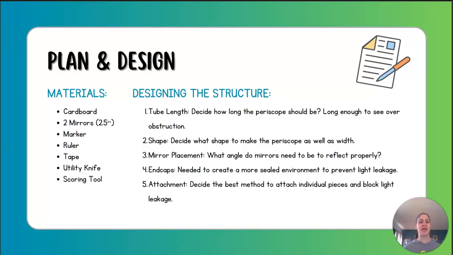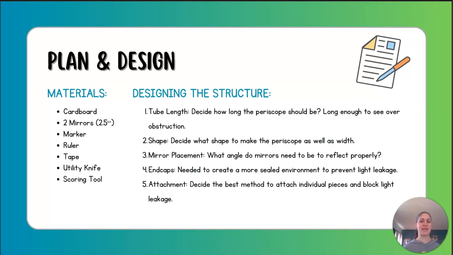Materials needed. I needed cardboard, 2 small mirrors, marker, ruler, tape, a utility knife to cut the cardboard, and some type of scoring tool. For designing my structure, I thought about how long my periscope needed to be. I needed it to be long enough to see over the obstruction, my fence, but not too long that it was out of control or that the mirrors maybe didn't work the way I wanted to.